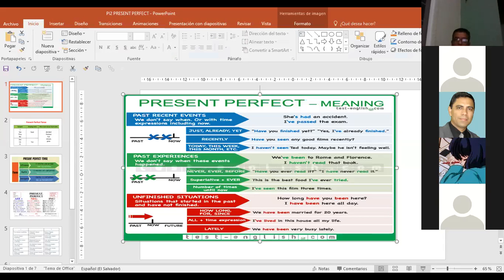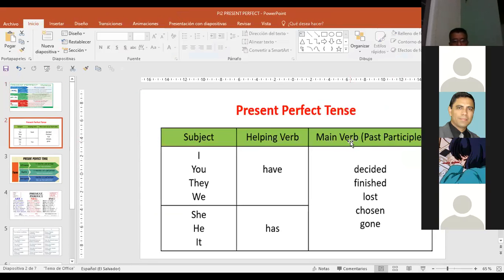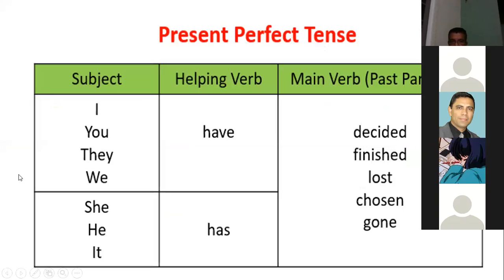Okay, very good. So, let's see. This is another chart that explains the structure. So basically the structure of the present perfect tense is that you have the subject that can be I, you, they, and we. And then we have the helping verb or the auxiliary verb. And the auxiliary verb is have, okay? Have, el verbo tener, have. And the main verb is in past participle.